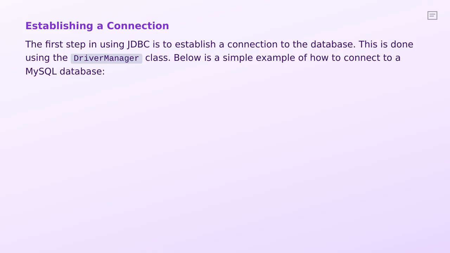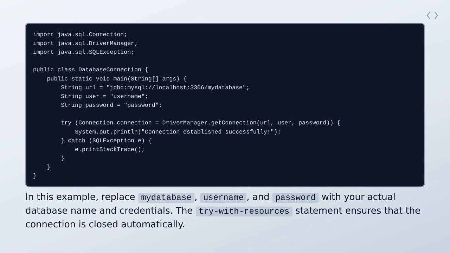Next, establishing a connection. The first step in using JDBC is to establish a connection to the database. This is done using the DriverManager class. Below is a simple example of how to connect to a MySQL database. This slide introduces a class definition. Study the structure in the code sample. In this example, replace mydatabase, username, and password with your actual database name and credentials. The try-with-resources statement ensures that the connection is closed automatically.